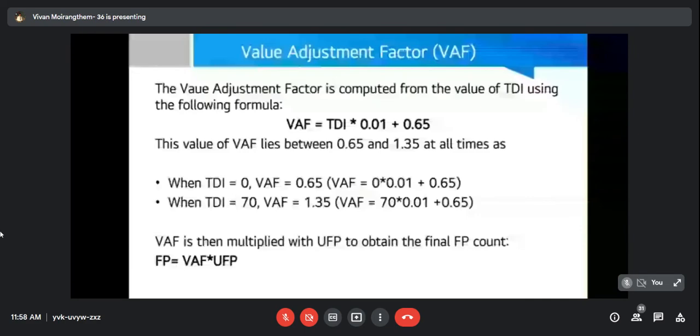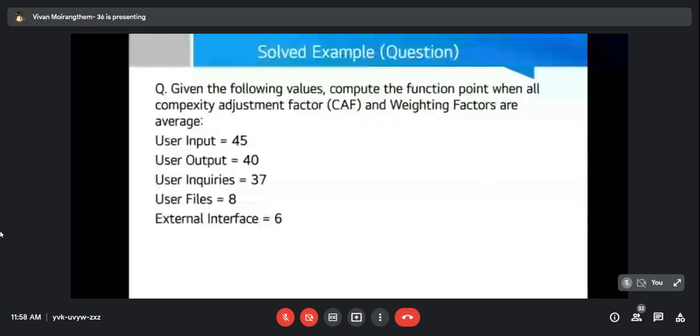Now, our final function point calculation is determined by multiplying this value adjustment factor and our unadjusted function point. Now, I'll be showing what I just talked about in a short example. I did not choose any complex example. It's a rather simple one with minimal numbers, because more numbers will make it confusing.